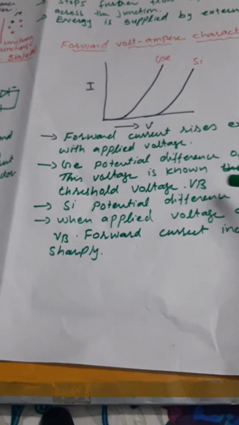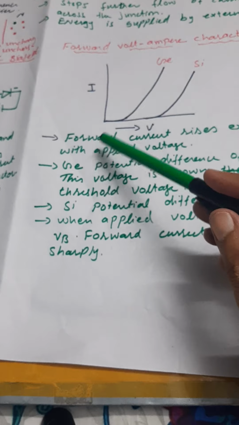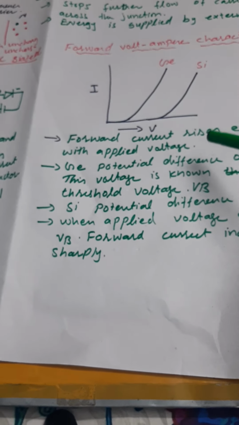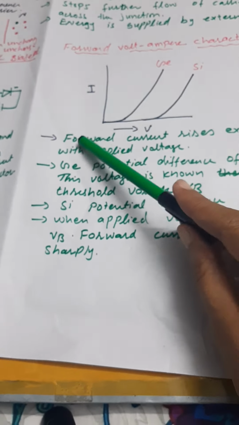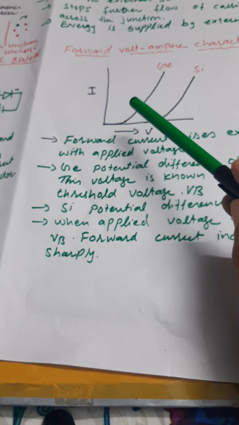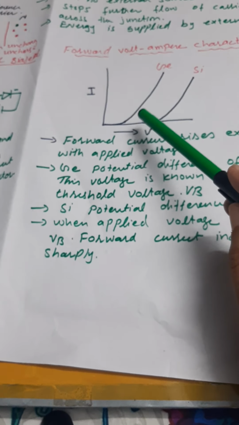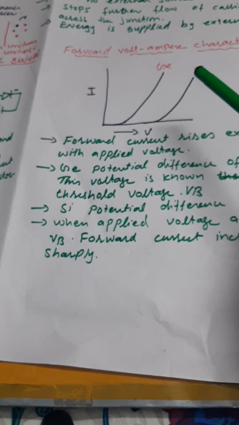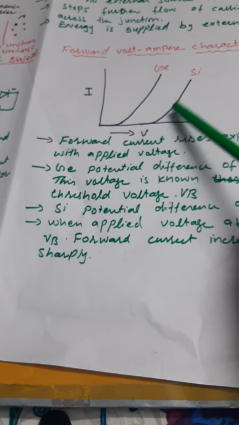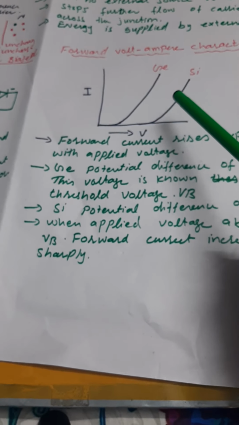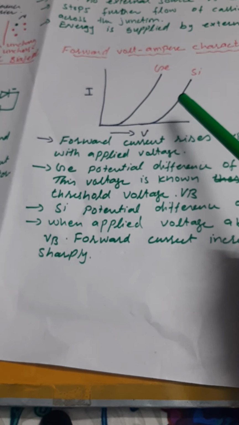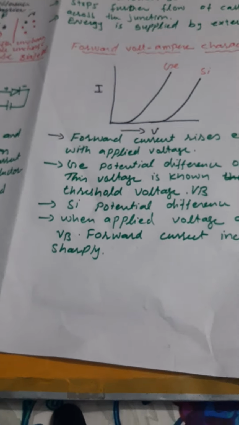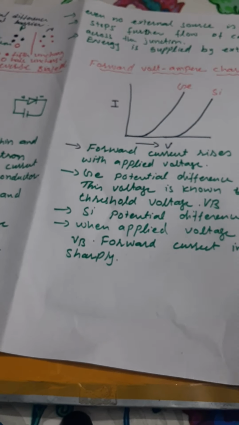For silicon, the potential difference is 0.7 volt. When the applied voltage is above the VB, 0.3 or 0.7 volt, the current sharply increases. These are the characteristics of forward bias. Now we will discuss the reverse bias.